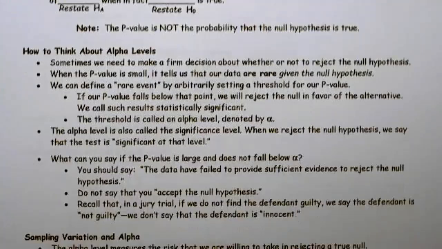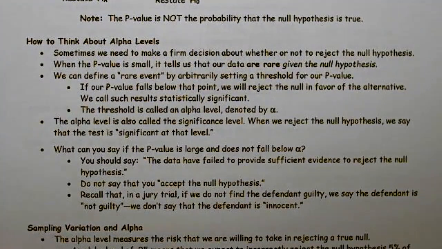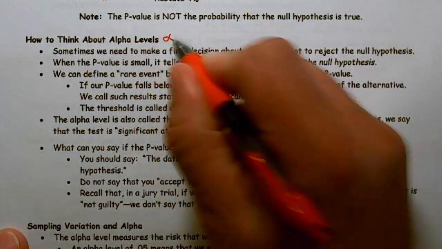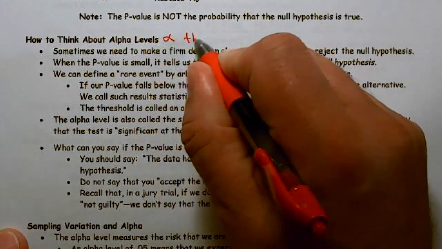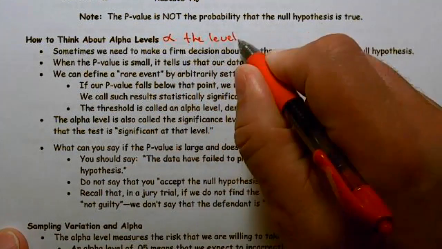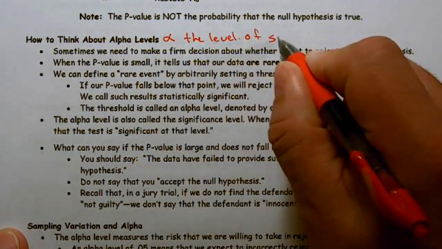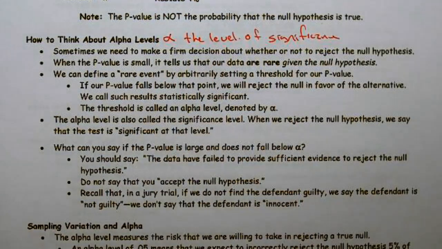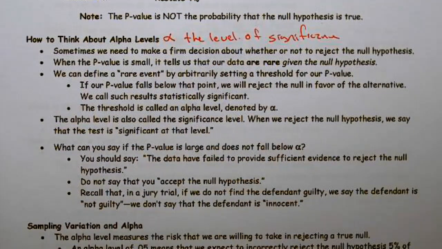So how do we use p-values to make decisions? Well, we come up with an alpha level. And remember, we have alpha as our symbol like this. We also refer to it as the level of significance. So we use alpha to make a decision with the p-value. In other words, whether we're going to believe or not believe the null hypothesis. Now, we don't like to use the word believe and not believe. We like to either reject or we say we fail to reject.